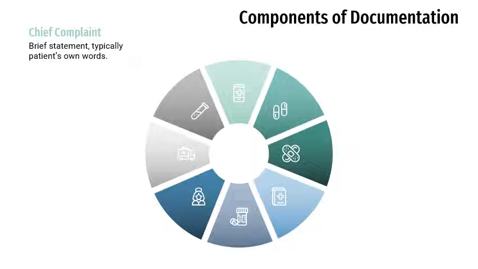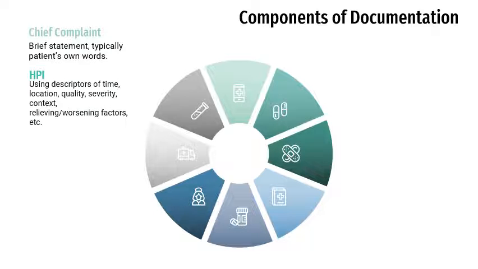So first we have the chief complaint. This is typically a brief statement, which may or may not be in the patient's own words, as to why you're seeing them. Next is the HPI, or history of presenting illness. These are going to be descriptive factors of the chief complaint: location, quality, severity, context, alleviating or worsening factors, etc. If you haven't looked up the acronym OLD CART, I would recommend doing so, as those are going to be your descriptors for the chief complaint.